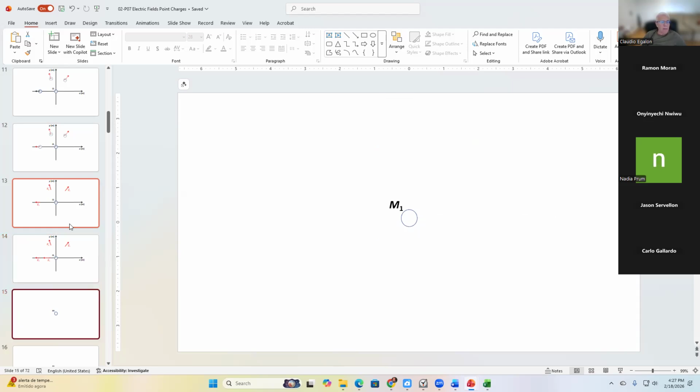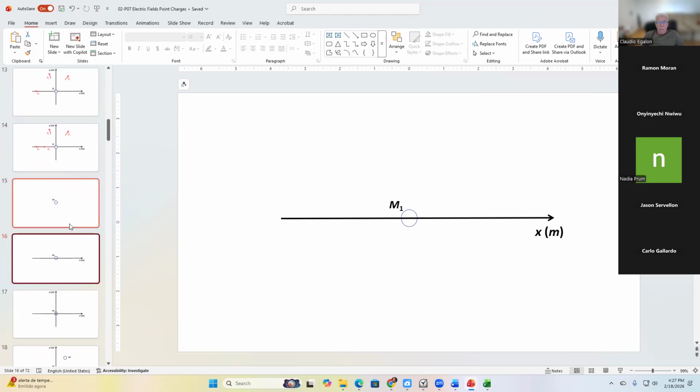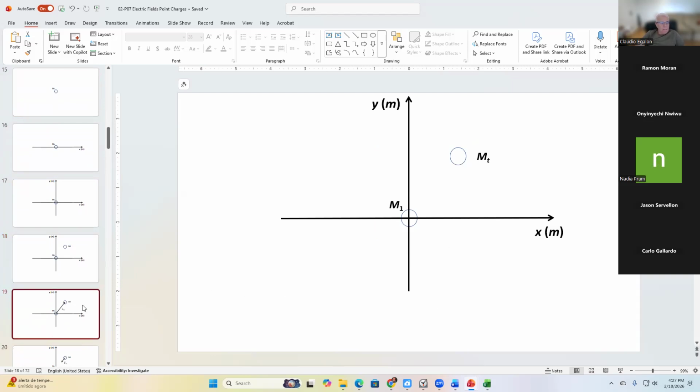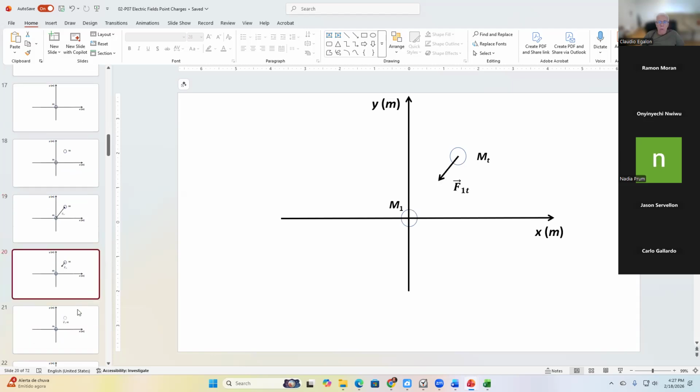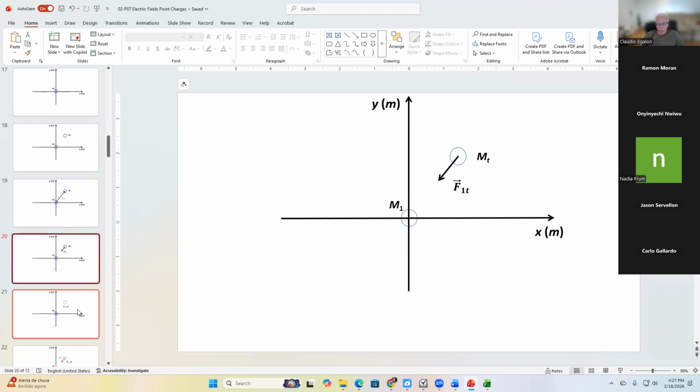And I can do the same thing for the mass. I can do the same thing for 2 masses. Here's the mass of the Earth, M1. x-axis, y-axis, right? I get a very small mass, my test mass, which can be an apple, Newton's apple, or a small satellite. According to the law of universal gravitation, this test mass will feel an attractive force towards the main mass.